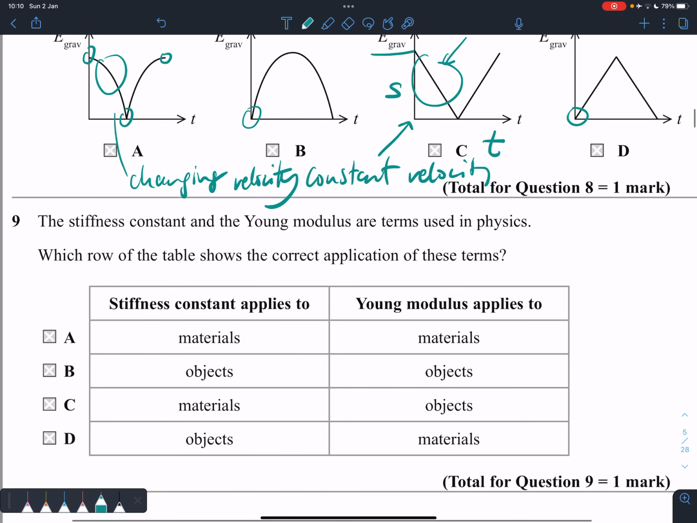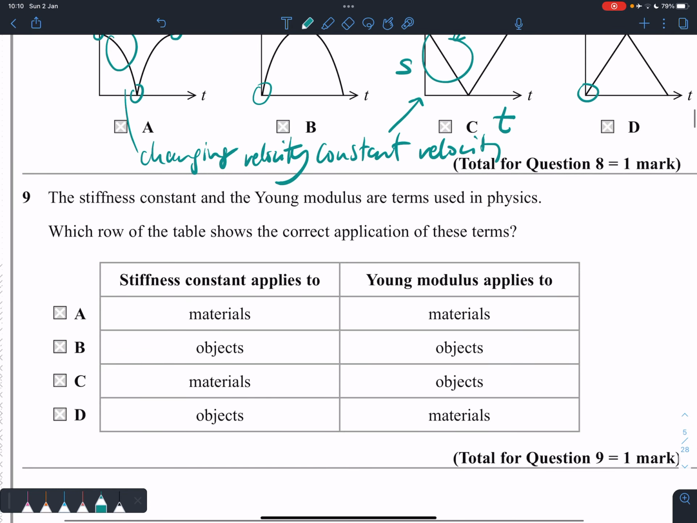The stiffness constant and the Young modulus are terms used in physics. Which row of the table shows the correct application of these terms? This is an interesting one, actually. I guess this is something you've just got to learn. I mean, it's kind of a look-up, this. There's no point me really explaining this. Stiffness constant and Young modulus.